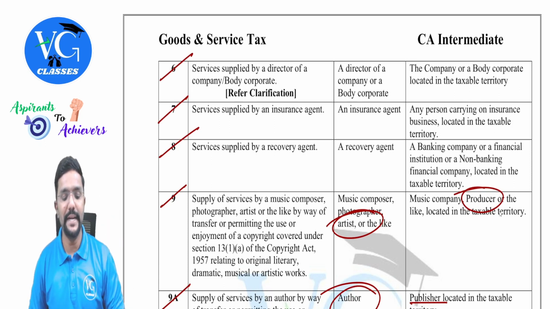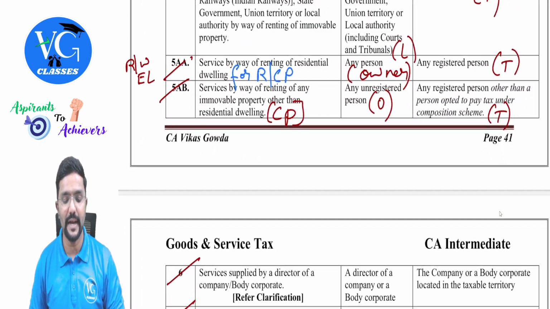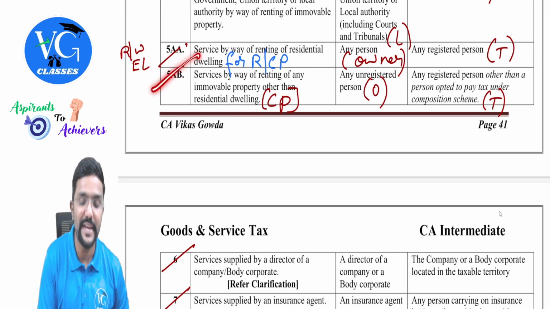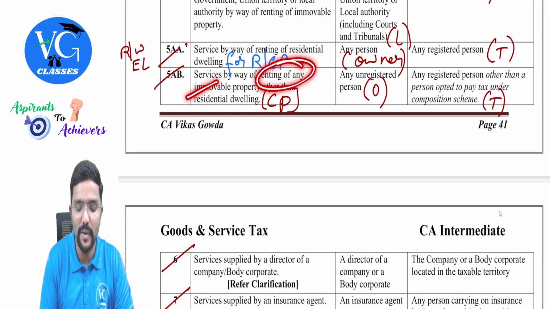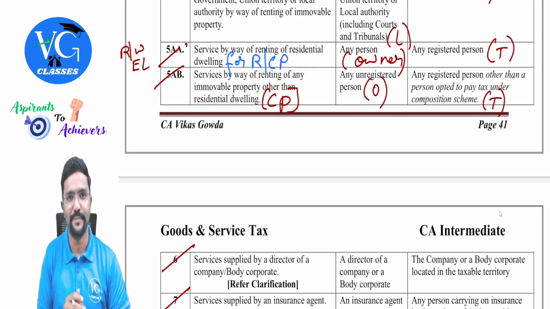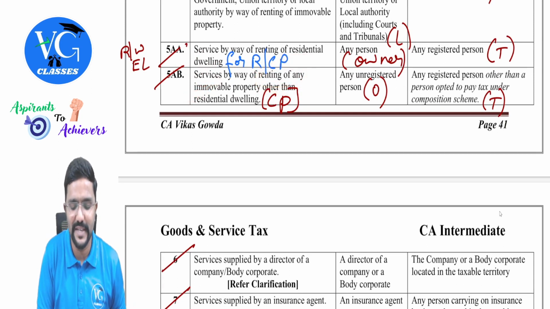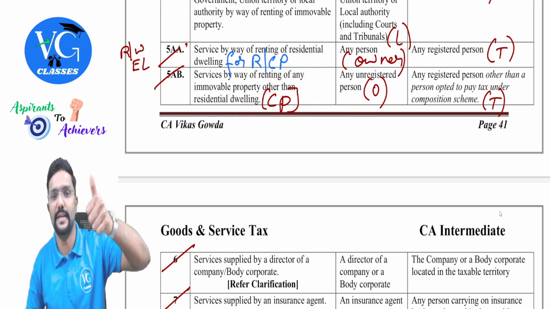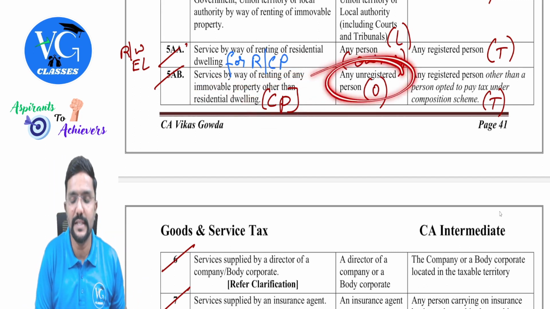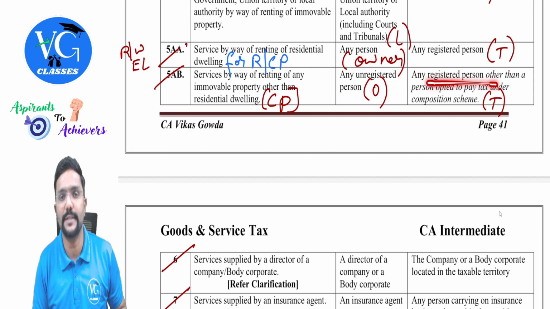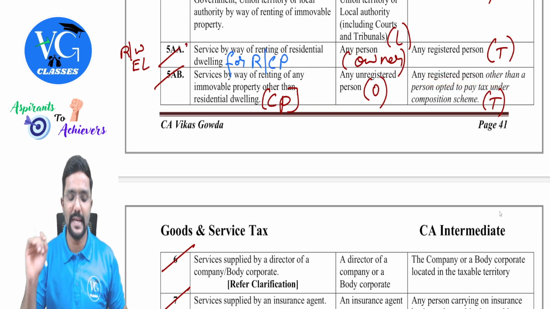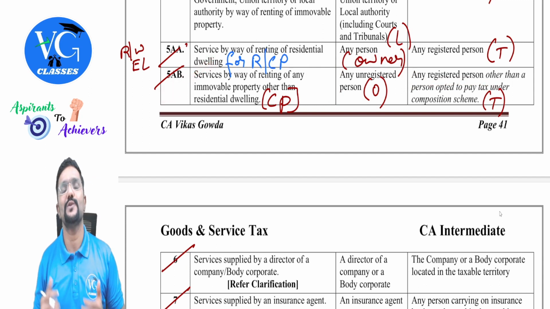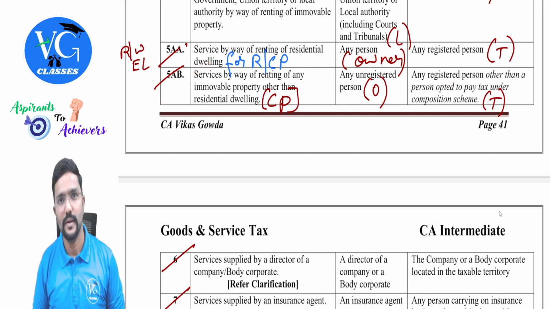But now in the individual capacity, he has rented the building, which comes under 5AB, guys. You can read this. Services by way of renting of any immobile property other than residential dwelling. So other than residential dwelling means, can we consider it as commercial property? Yes. Owner is unregistered, but recipient is registered. So in that case, is RCM applicable? Yes. And our case exactly fits in here. So RCM is applicable. Clear?